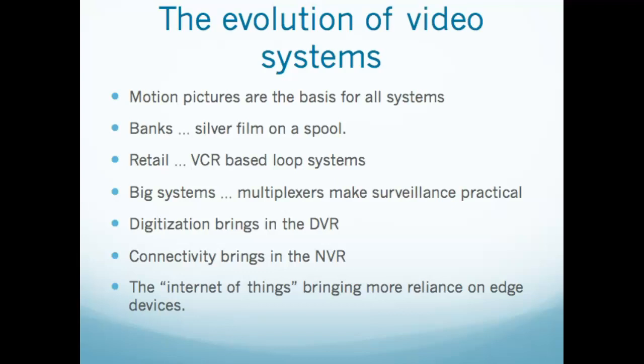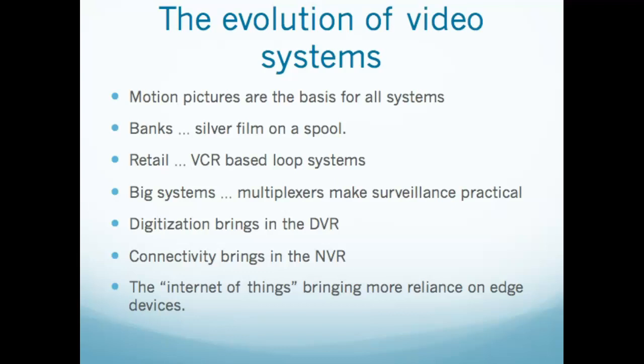With big systems, multiplexers made surveillance more practical, right? You didn't want that room full of VCRs like Glaxo had. They were a very, very rich company. They were able to do that, but most companies wouldn't have more than one VCR. They would just go with one camera. The multiplexer really changed that.